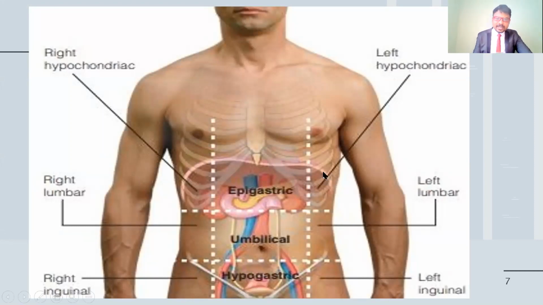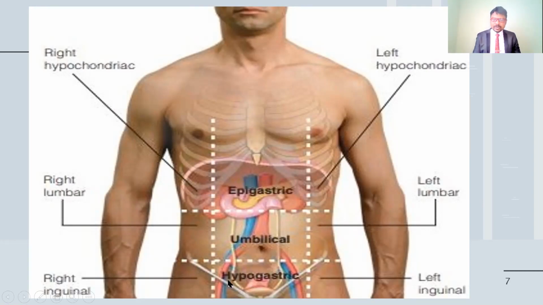Again, this is divided into right and left, like the hypochondriac region. Hypochondriac means this area is divided into the right hypochondriac region, where the liver is situated, and the left hypochondriac region. Again, the umbilical region is divided into the right lumbar and left lumbar.